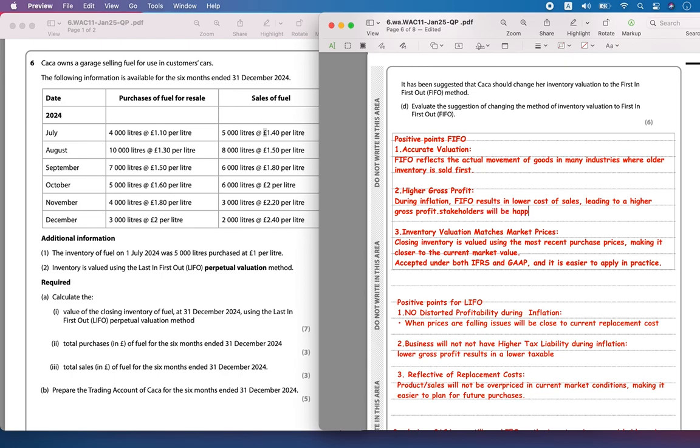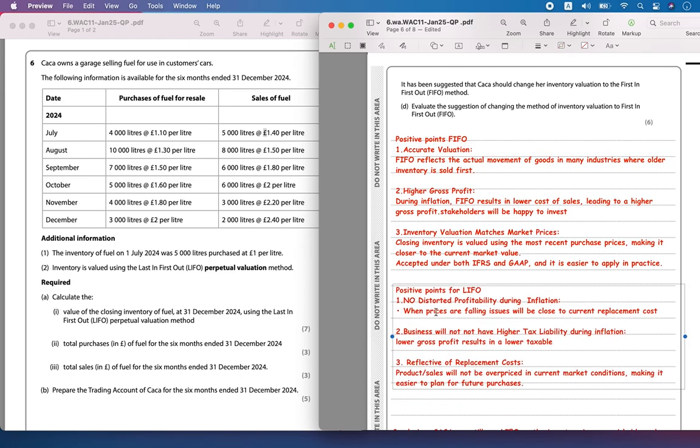When they see a higher gross profit margin, they will be happy to invest in the business. Now inventory valuation will match the market prices. Closing inventory is valued using the most recent purchase prices, making it close to the market value, and so it is easier to apply in practice.